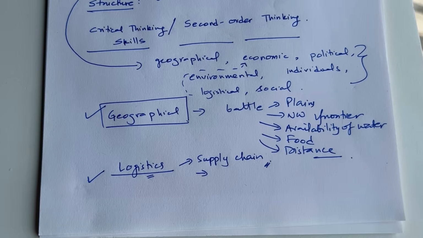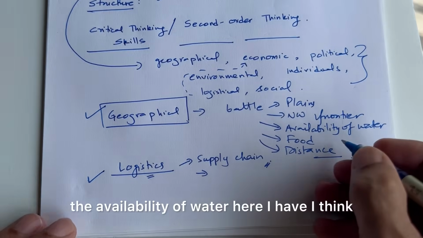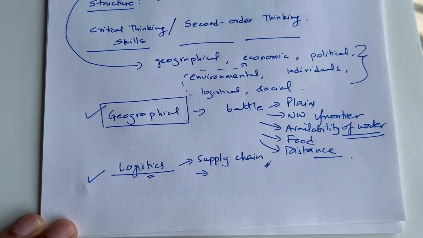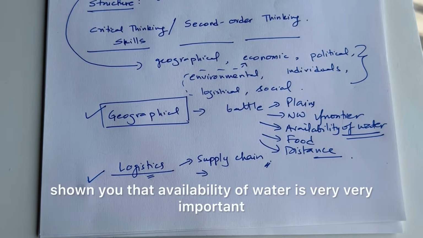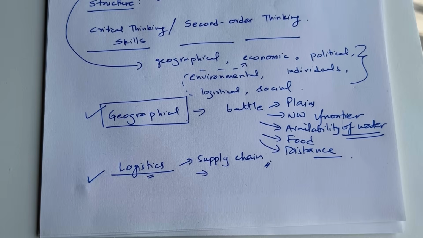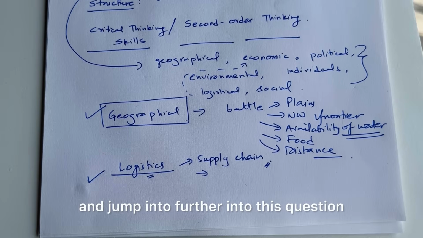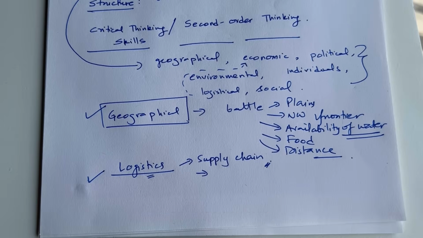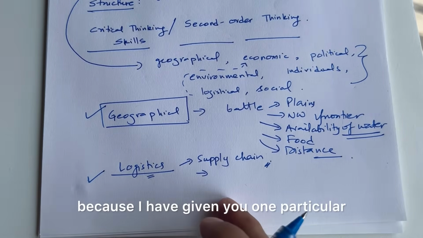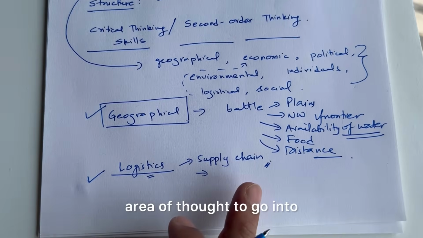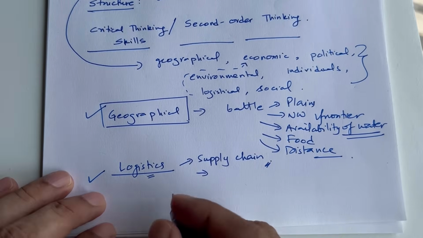Now the other thing you can think about here is the availability of water. Here I have, I think, already shown you that availability of water is very, very important. So apart from that, what else comes to your mind? Think about it, and then perhaps we will jump further into this question, because that will help us. I have given you one particular area of thought to go into. Now I want you to think of other things.